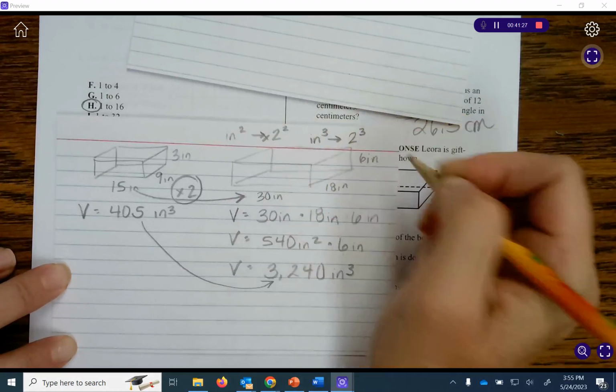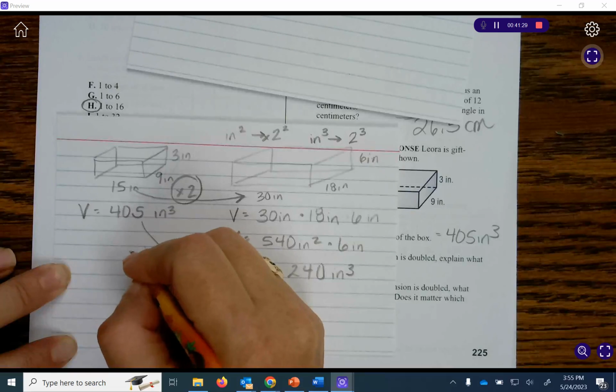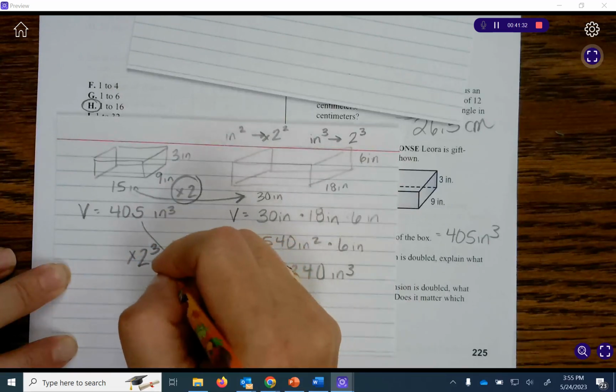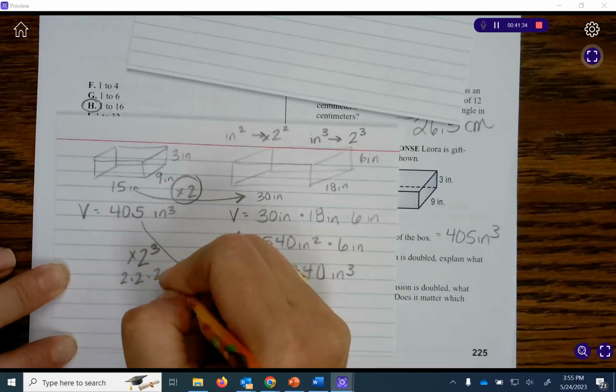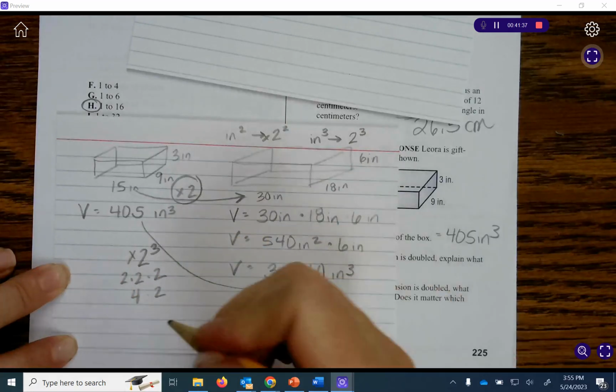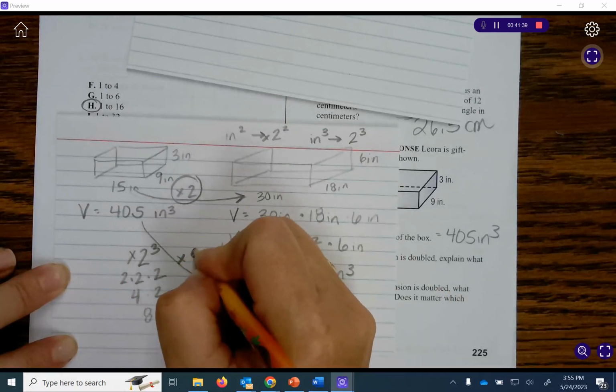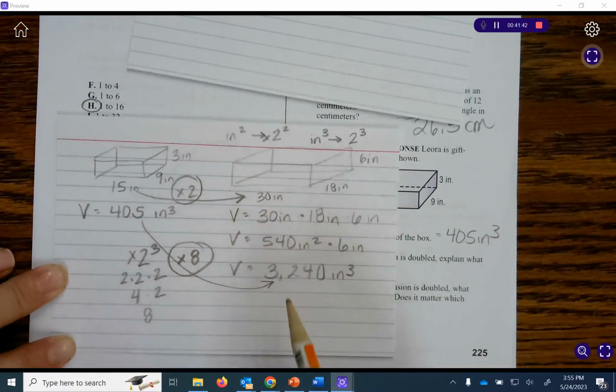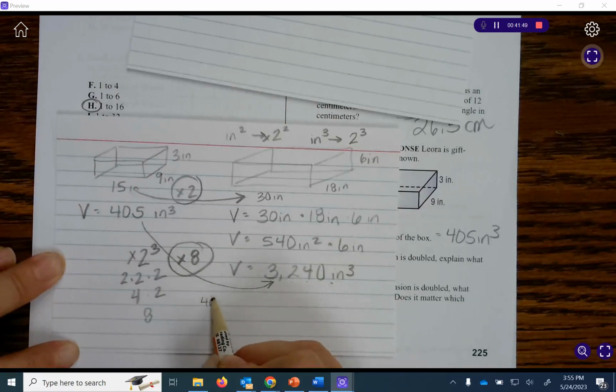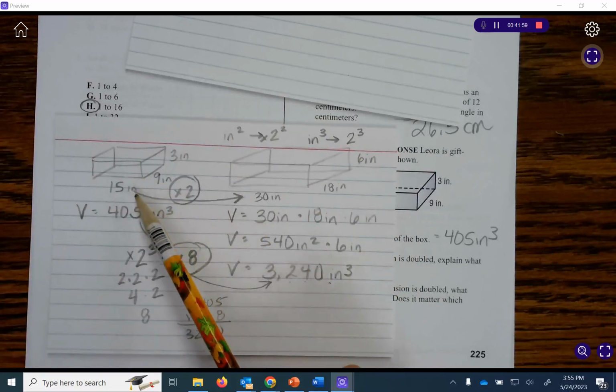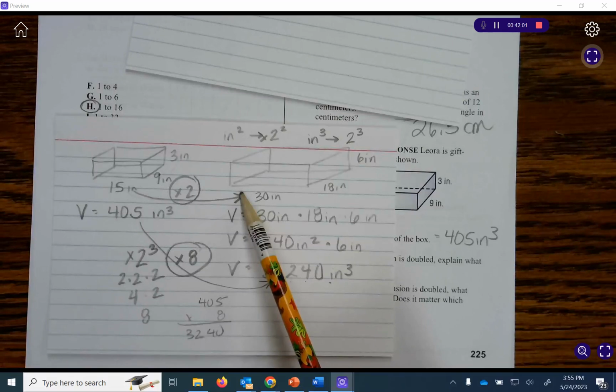2 to the 3rd power. So we'd have to do times 2 to the 3rd power, which equals 2 times 2 times 2, which is 4 times 2, which equals 8. So let's see. If I multiply by 8, will I get 3,240? Well, 405 times 8, 3,240. Yes.